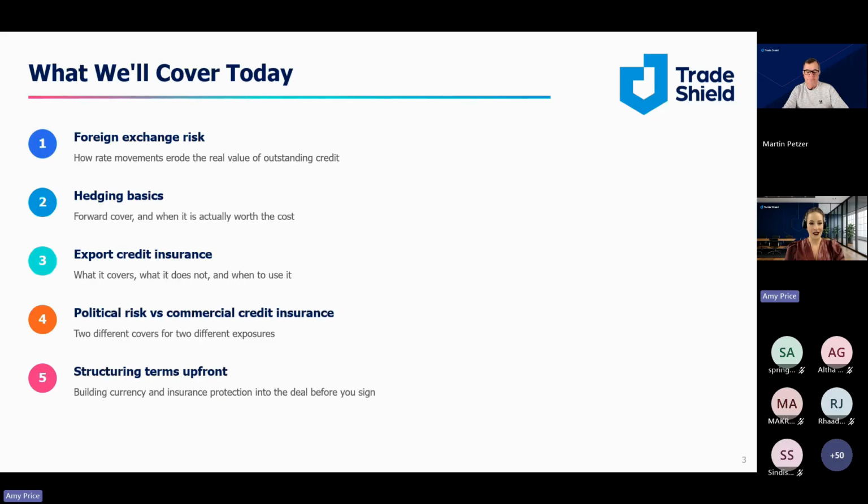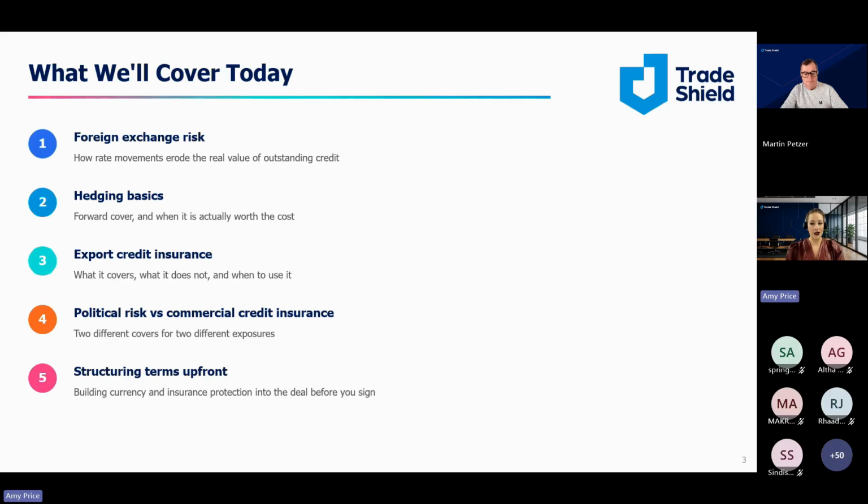So here is just a quick look at everything that we're going to be mapping out for you today, so that you know where we're headed. We're going to start with the foreign exchange risk itself and how the rate movement actually eats into the real value of the credit that has been extended, even when the customer pays you on time and in full, because remember, you're offering terms and things change on a daily basis, unfortunately.